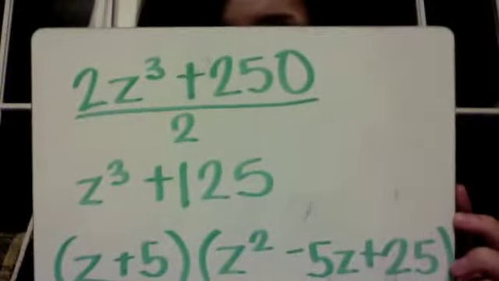So, therefore, it is z plus 5 multiplied by z squared minus 5z plus 25. That is the final answer. And here's what it looks like. I figured this problem out from the formula previously given at the beginning of this section. And that is the end of all of the sections. I hope you learned something new.